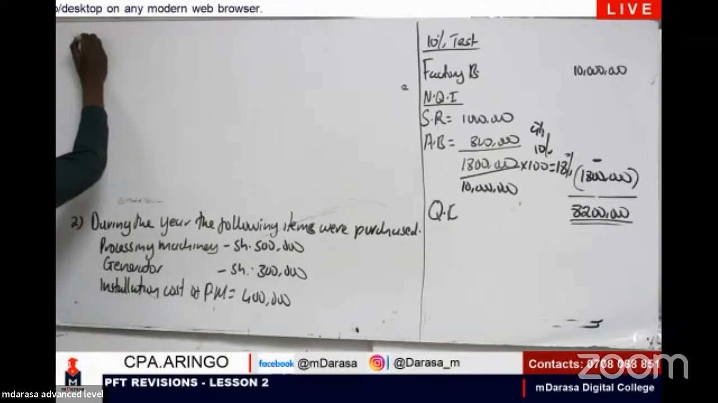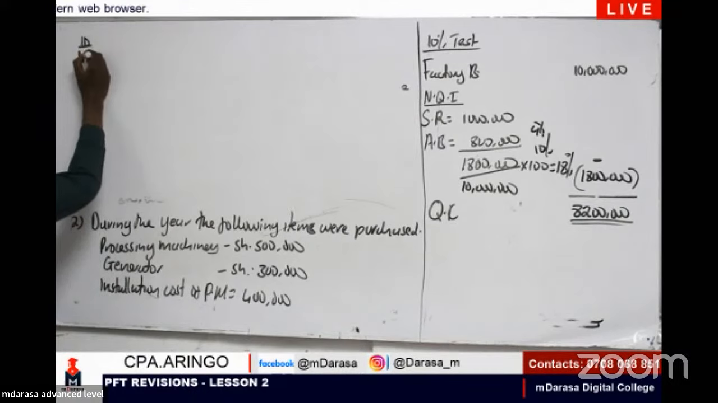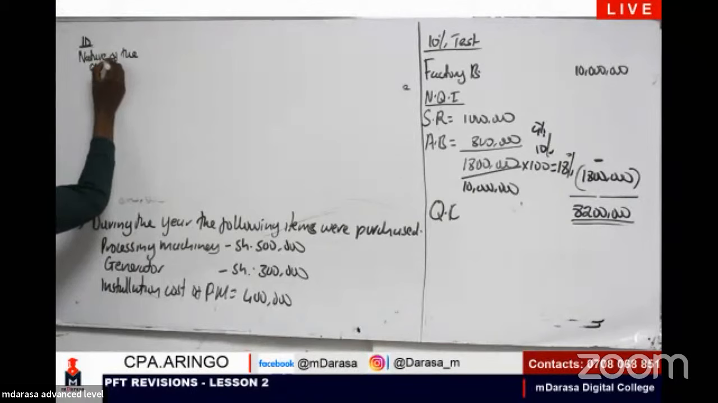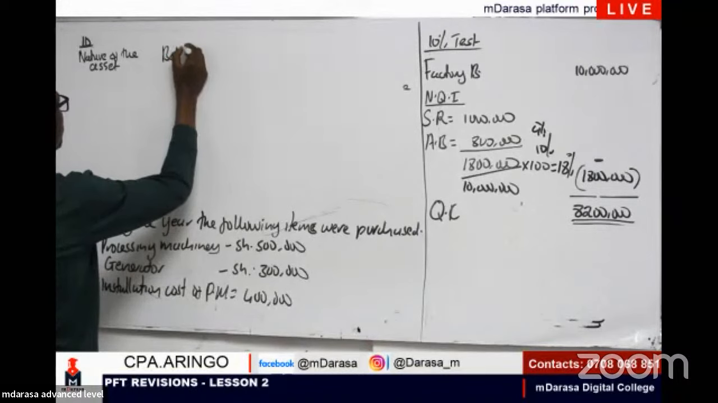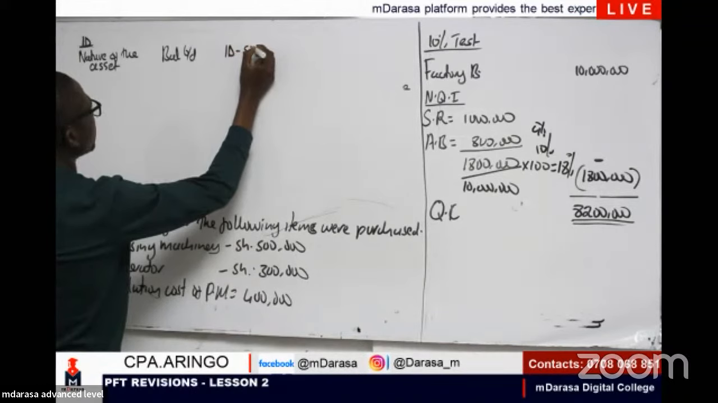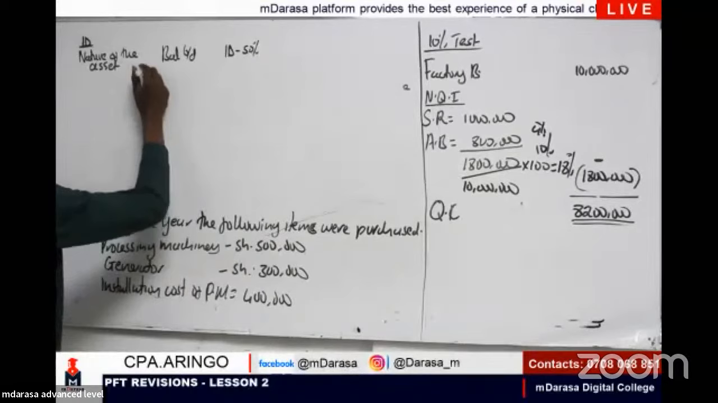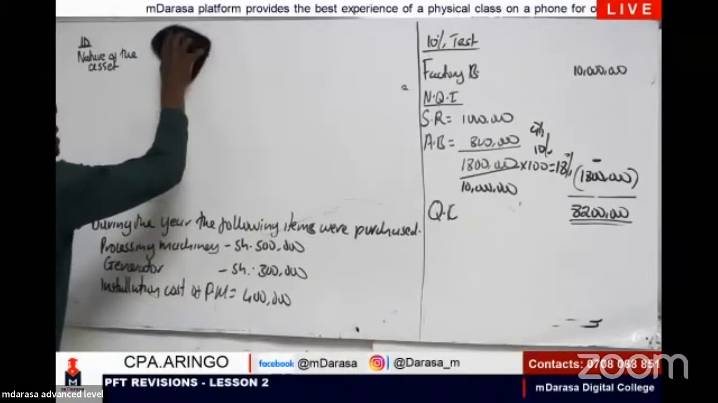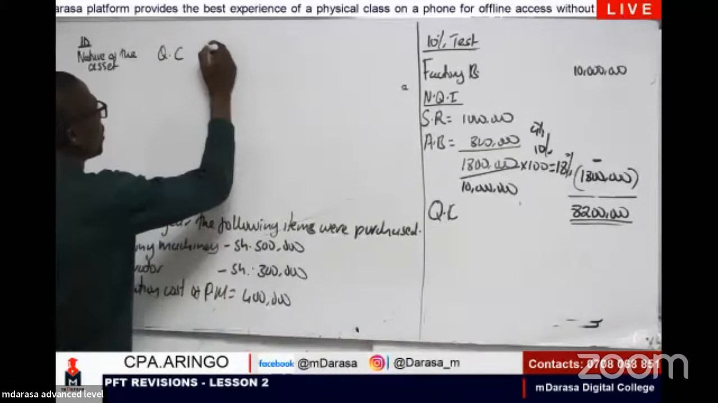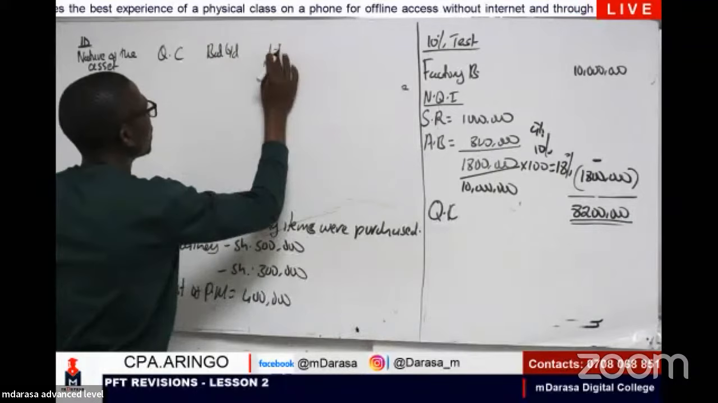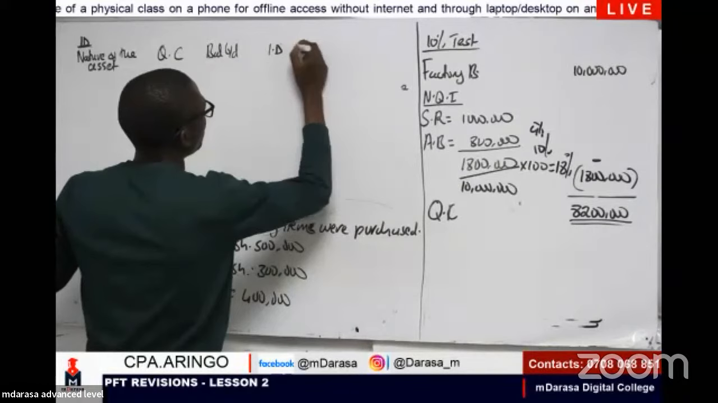We're having our ID. I'm going to have the nature of the asset, balance brought down, and first year ID of 50%. Before balance brought down, have the qualifying cost, so that I break it down to the last detail. Have qualifying cost, then balance brought down, then ID, so that you understand how we arrive at the balance carried down.